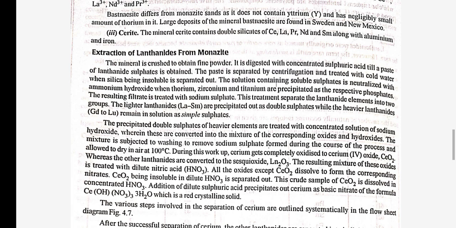All the oxides except CeO2 dissolve to form the corresponding nitrates. CeO2, being insoluble in dilute HNO3, is separated out. This crude sample of CeO2 is dissolved in concentrated HNO3. Addition of dilute sulfuric acid precipitates out cerium as the basic nitrate of the formula Ce(OH)(NO3)3·H2O, which is a red crystalline solid. The various steps involved in the separation of cerium are outlined systematically in the flow sheet.